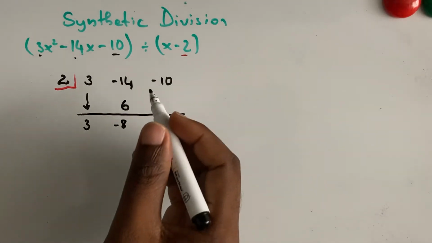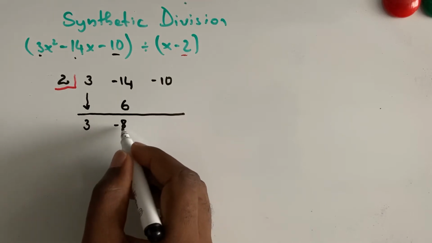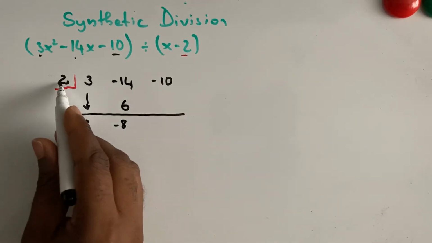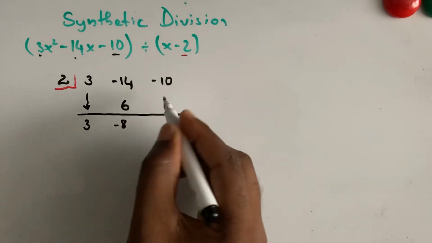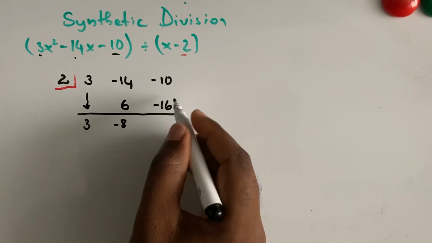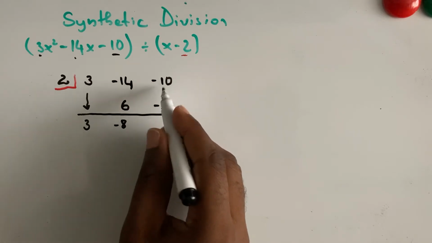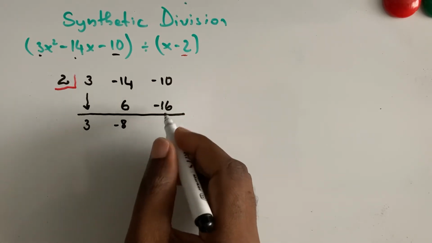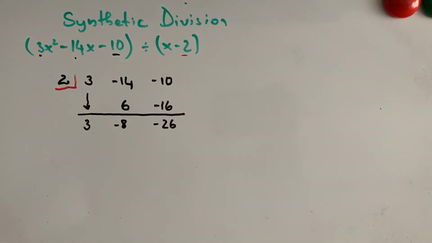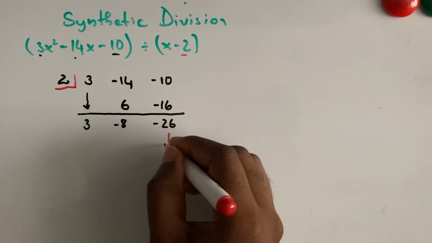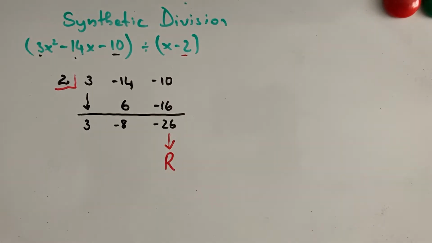Then you keep doing the same thing again. You take this -8 times 2, which is -16, and you put -16 here, and then -10 minus 16 is -26. This is the remainder. The 26 is your remainder.